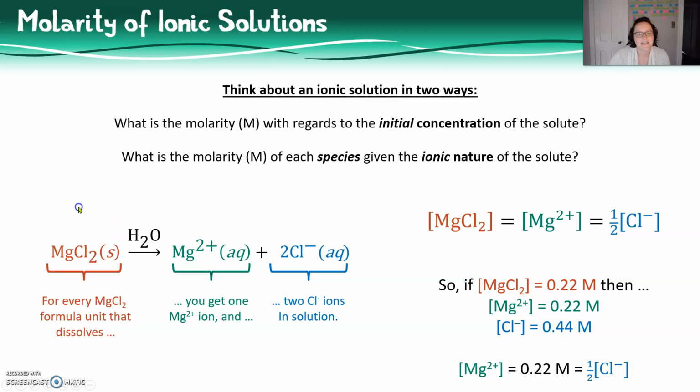Here we see that magnesium chloride dissociates into one magnesium ion and two chloride ions. So if the concentration of the entire compound is 0.22 molar, then the concentration of the magnesium ions will match, as there is a 1-to-1 ratio between the magnesium ions and the whole compound formula. But for the chloride ions, the concentration will be 0.44 molar, or twice as much, as there is a 2-to-1 ratio between the chloride ions and the whole compound formula.